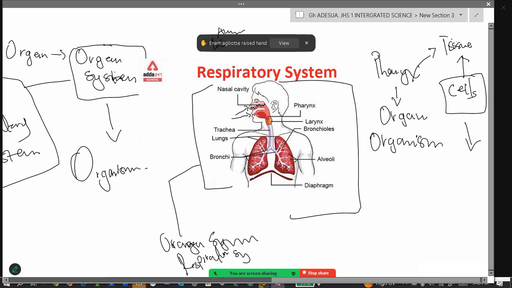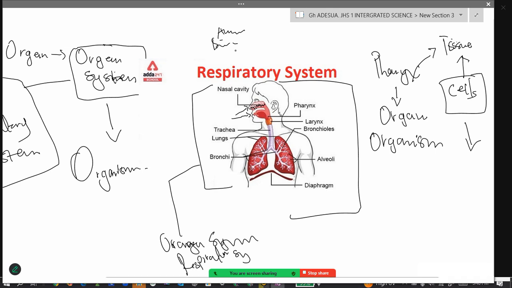So there are tiny hairs in your nose. Okay, there are tiny hairs in your nose. Now, what these hairs found in our nose do is that they trap the dust particles. So the air has to be filtered, right? So that we can get smooth air into your lungs.